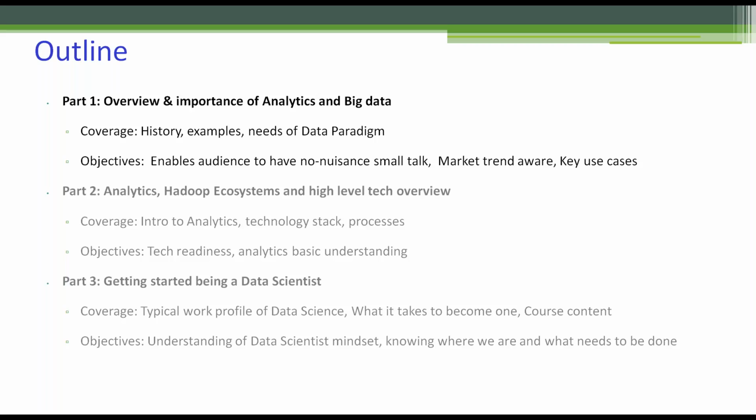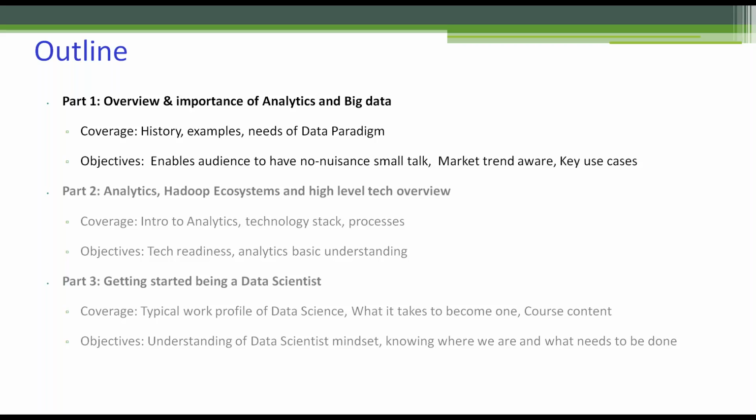The second part, of course, is going to be a little bit more hands-on. We'll talk about what analytics really means, what the technologies are, what the processes are. The idea of the second part of the session is to get you a little bit technology-ready, with a basic understanding of analytics.